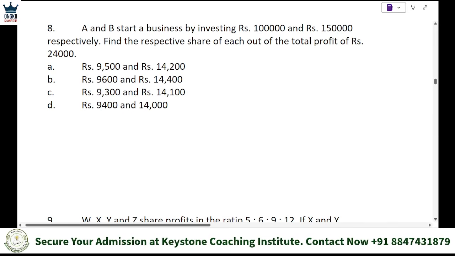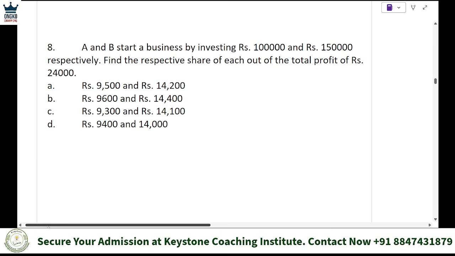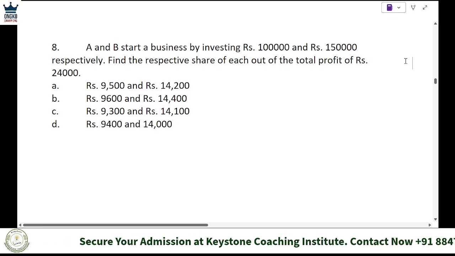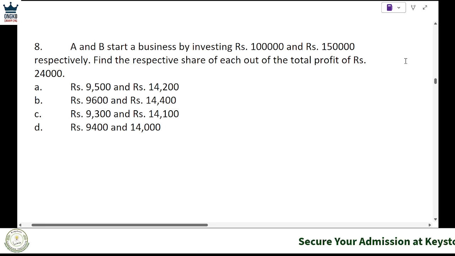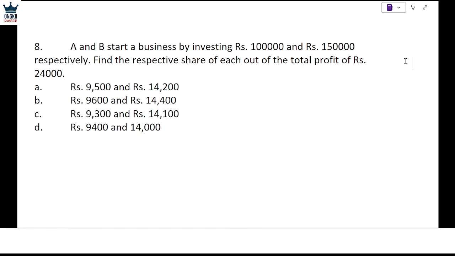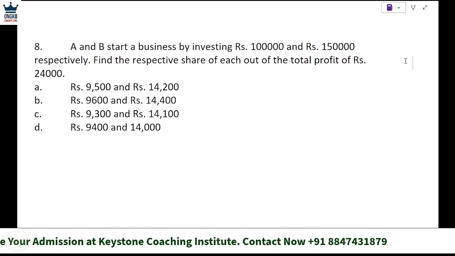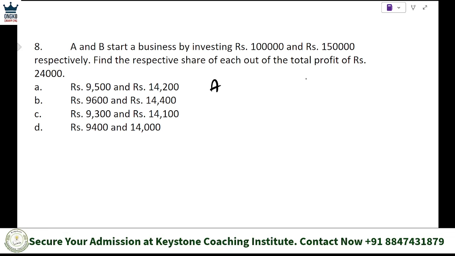Next question. Okay, so the next question is from partnership. So here A and B do business by investing the amount of what? 1 lakh, which is 100,000, and the other one is 1 lakh 50,000. So here is A and the B will be.